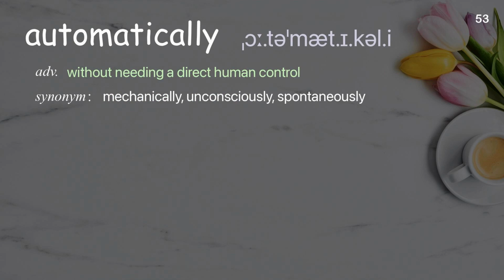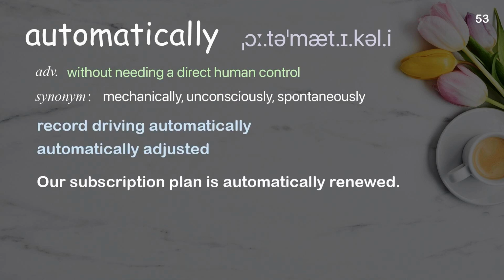Automatically: Without needing a direct human control. Examples: Record driving automatically. Automatically adjusted. Our subscription plan is automatically renewed.